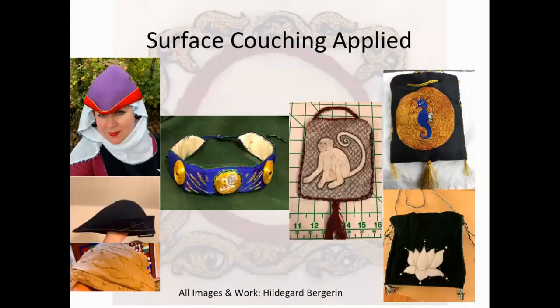Now, some of the things that we can do with surface couching in the SCA, in the upper left, and I'm wearing it today, you can see I've couched gold threads along the edge of a biocket, made designs on a darker blue biocket that was given as a prize, made other designs on a present.